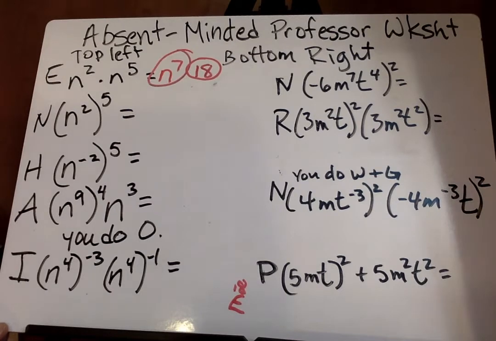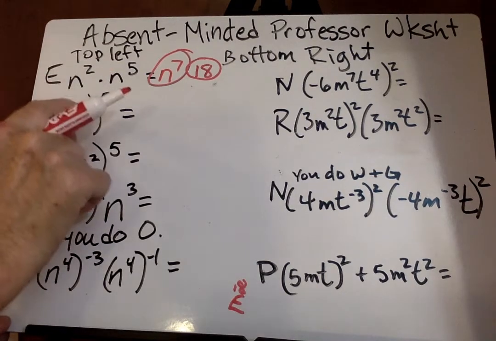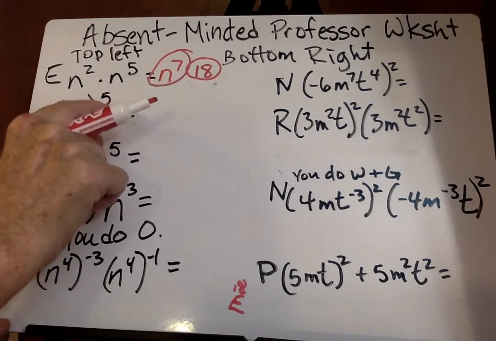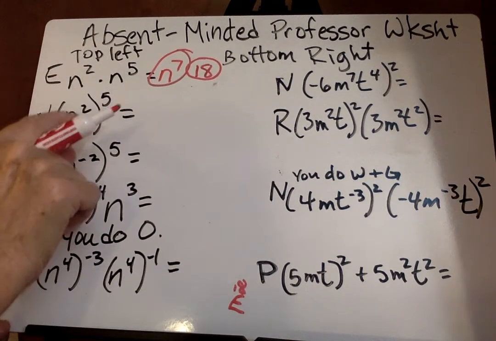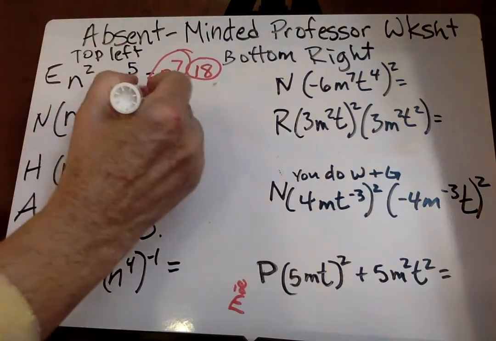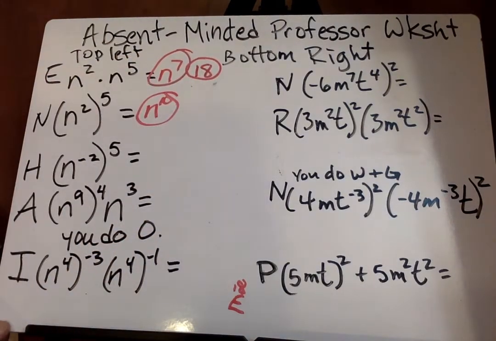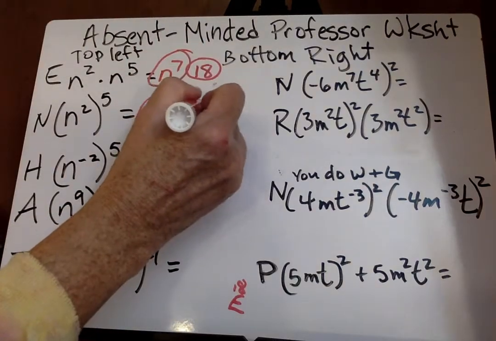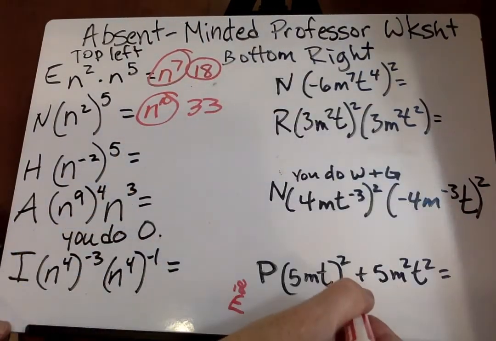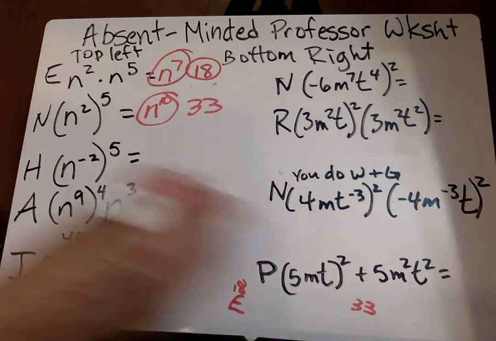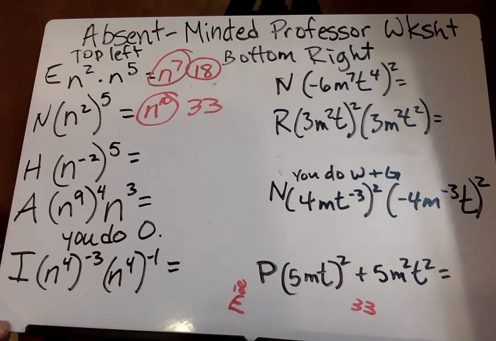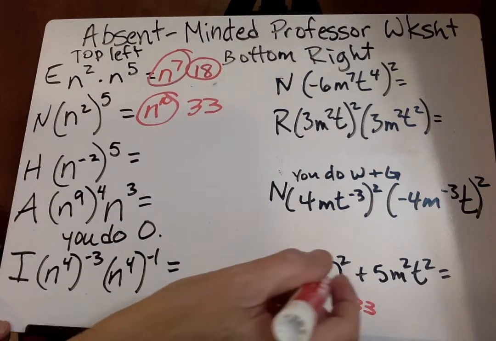Okay. Next, we're going to go on. Now, this one's a power raised to a power. So now we're going to have to multiply 2 times 5. So that's going to be n to the 10th. Okay. We look on the right-hand side. N to the 10th is 33. So down over here where there's 33, we can go ahead and put an N where 33 is.